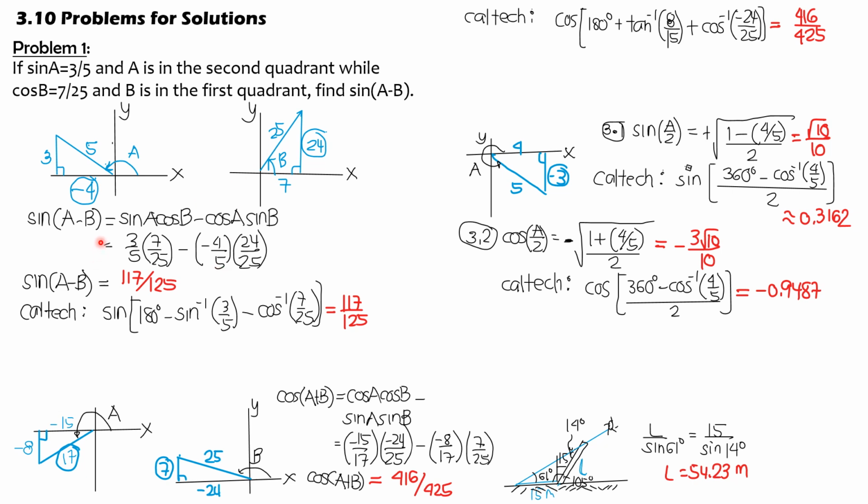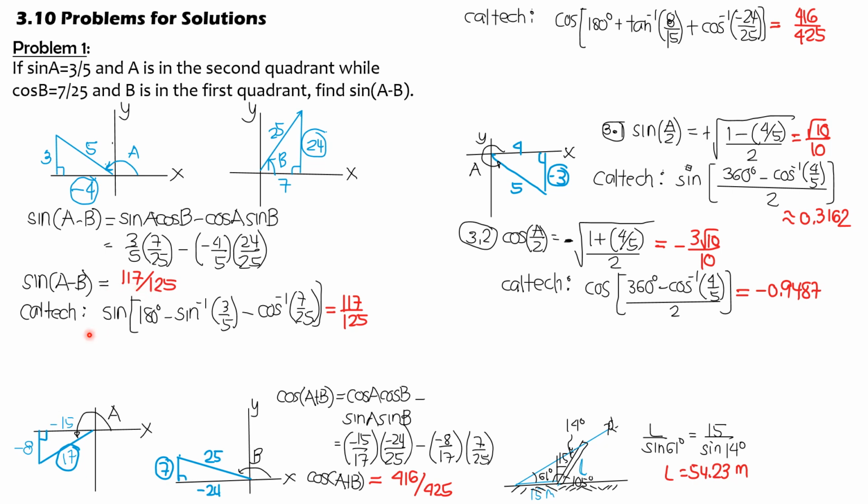So sine of angle A minus B is sin cos minus cos sin. So sine A cosine B minus cosine A sine B. So sine A is 3/5, cosine B is 7/25, minus quantity cosine A -4/5 and sine B 24/25. So using your calculator, sine of quantity A minus B is 117/125.